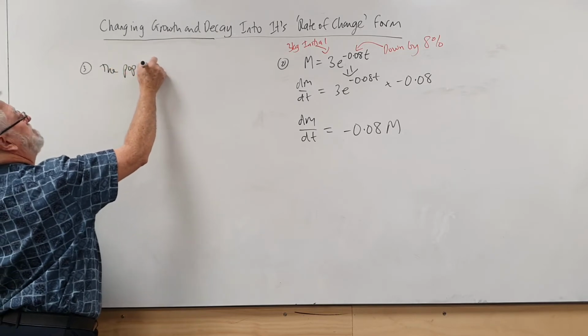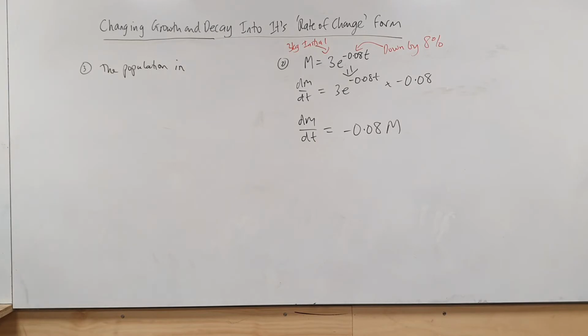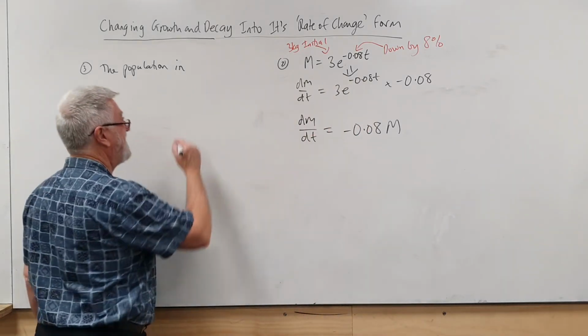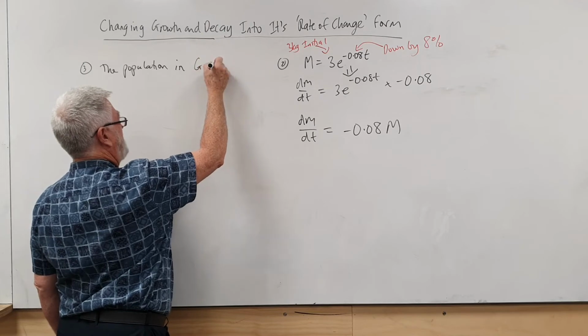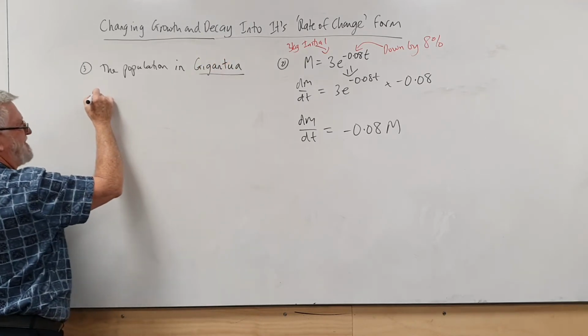Population. Do we make up an unknown name? Think of a name. What? Did you say Gigantua? Gigantua. Let's do it.